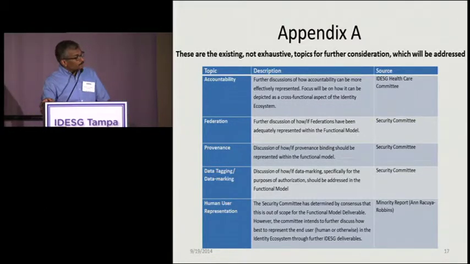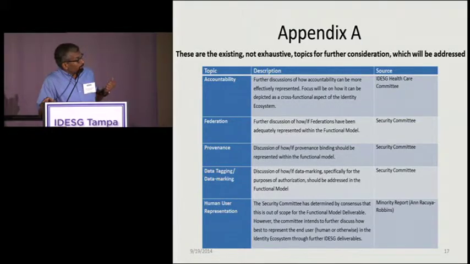So we identified it as a gap, or as something that we need to work upon for the next version. And federation, again, if you look at the rightmost column, the source identifies who has actually provided this feedback, right? The first one, again, is from the healthcare committee. The next three items have been brought up by the security committee itself, and the last one has been brought up by Anne Robbins, who actually is also part of the security committee.